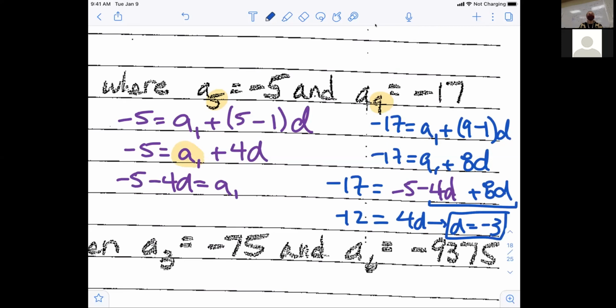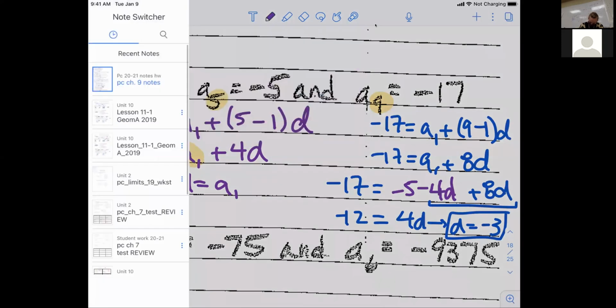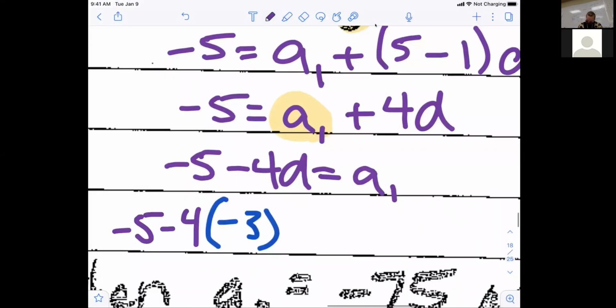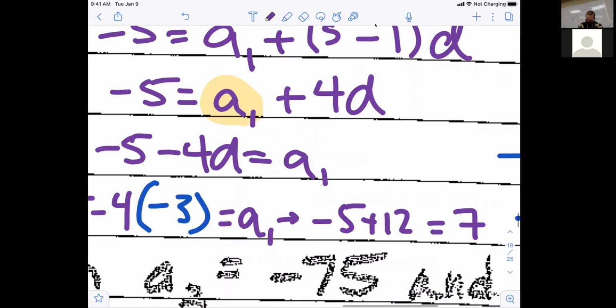Once we have d, we can go back into any equation. I'm going to go back to the one we just substituted in and put -3 in to find out what my a sub 1 is, and that's my first term. So I had to find d, and once I plug that in, I'm going to be done. I'm going to have found my first term. So I've got -3 in for my d. Everything else stays the same. I've got -5 minus 4 equals a sub 1. And that's like -5 plus 12, which is 7. So my first term is 7.